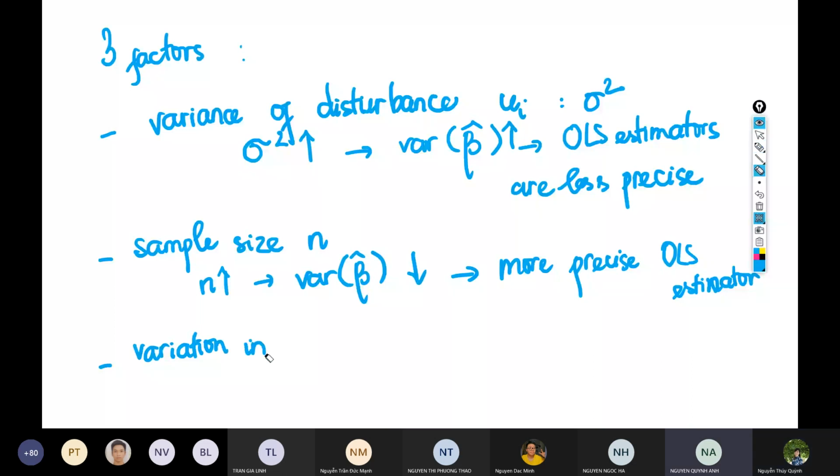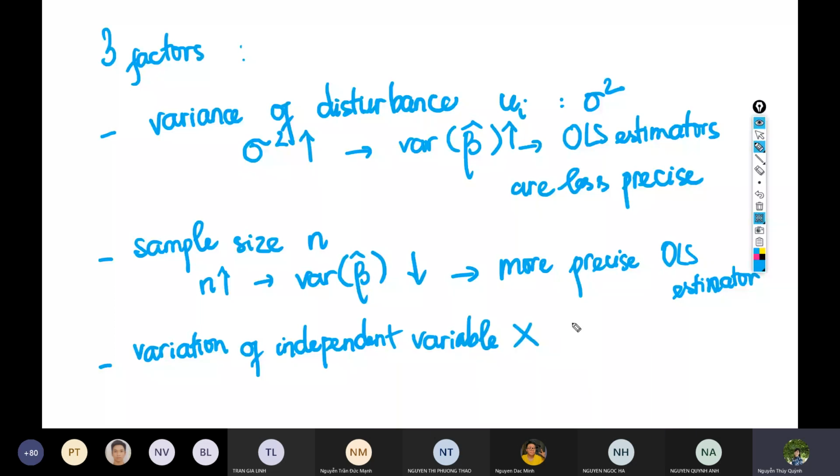Okay, this is the variation of x in the sample, okay? In the sample only. That is the sum of all squared small x, right?